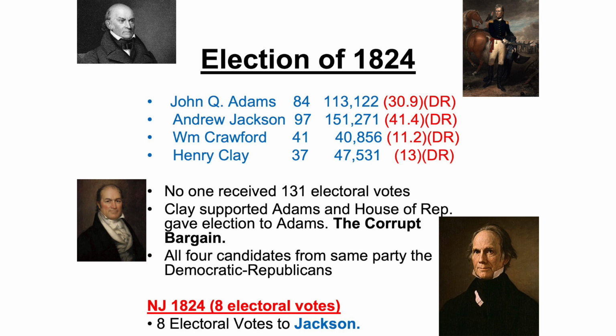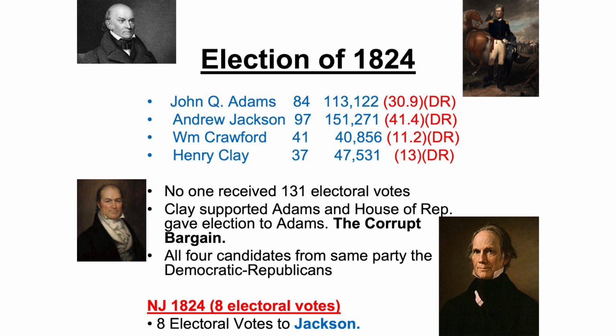And you have Andrew Jackson, who is kind of the founder of what we would call today the Democratic Party. He was kind of in opposition to the idea of an elite running the government. He wanted it to be more for the people. He ran in this election. As you can see, he got the most popular votes, but he only got 97 electoral votes, so he didn't get enough to win with the 131 that he needed.